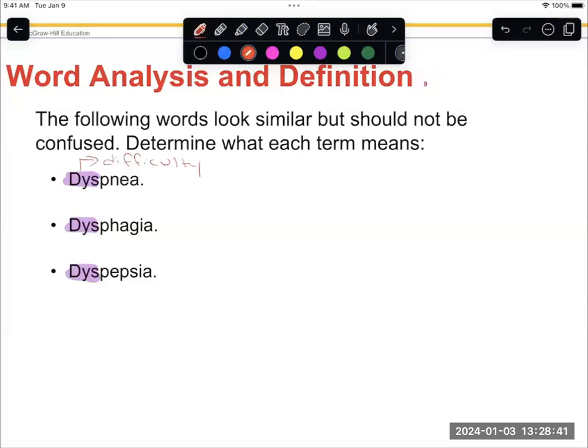Dysphagia, this is where people are going to confuse things. This doesn't have to do with breathing. Dysphagia has to do with swallowing. So somebody with dysphagia has difficulty swallowing. Dyspepsia means digestion. So dyspepsia means somebody has difficult digestion.